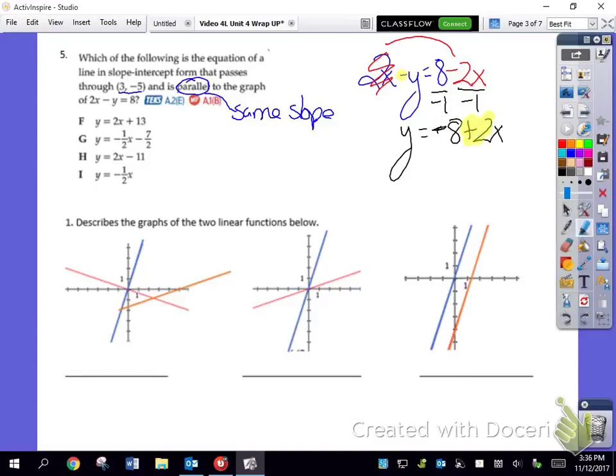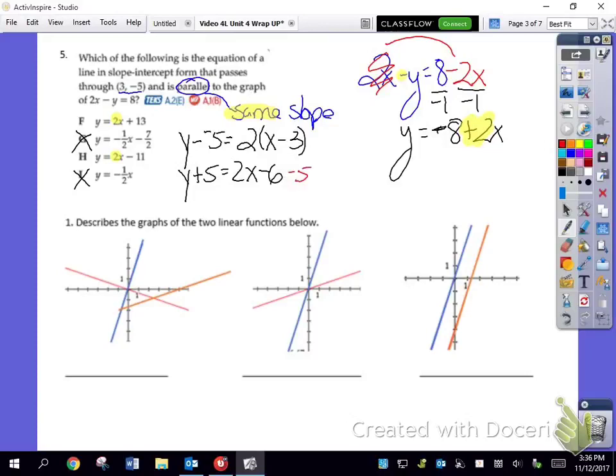So my slope is a positive 2, and I want the same slope, so I want to also use a 2. F has a 2 and H has a 2, so that means G and J are gone. Now I have to use the point (3, -5). So y minus -5 equals 2 times (x minus 3). So y plus 5 equals 2x minus 6. The opposite of plus 5 is minus 5, so y equals 2x minus 11, which is H.